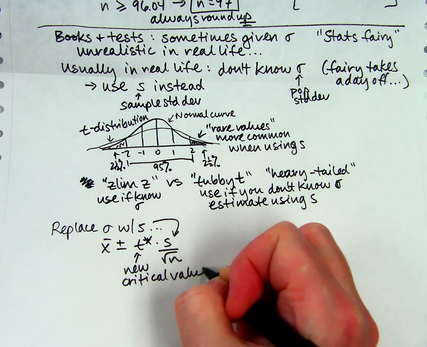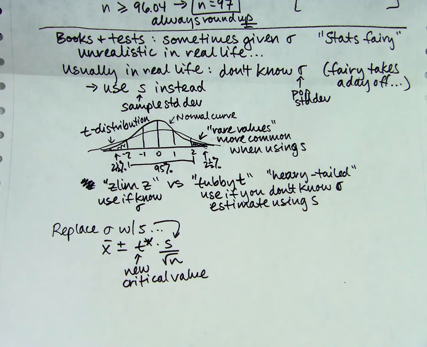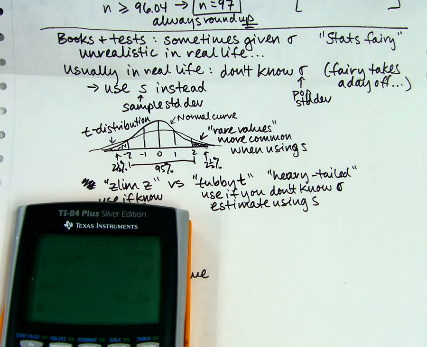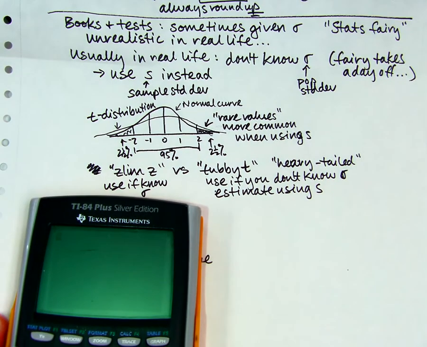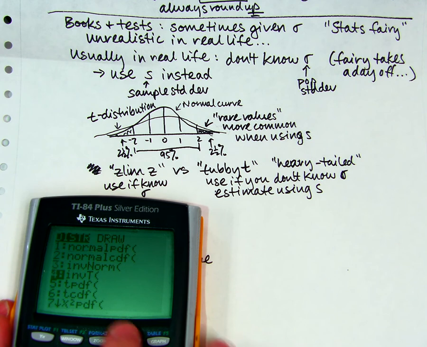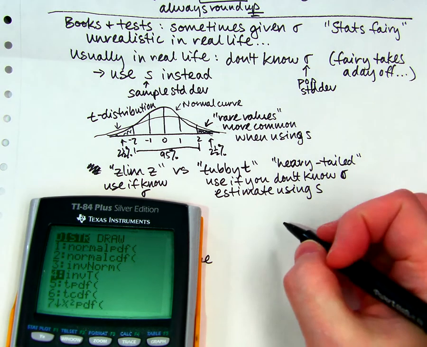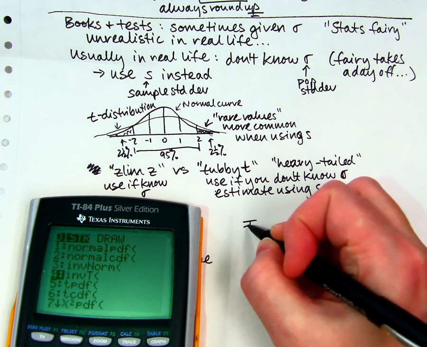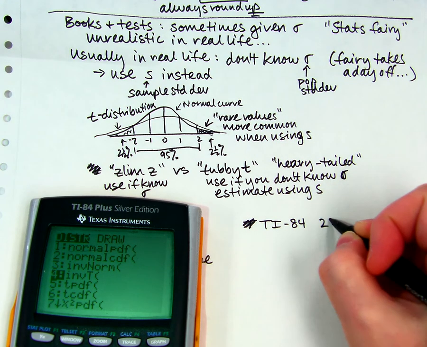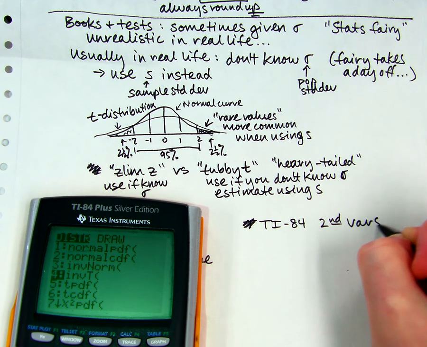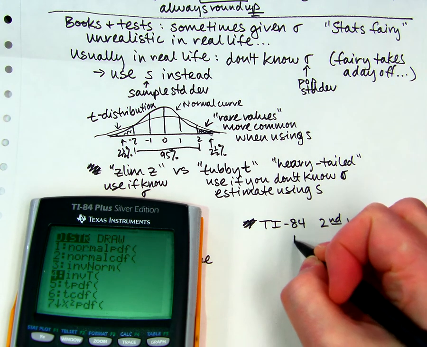Now, if you have a graphing calculator, if you have a TI-84, you are in luck because inverse T is one of the things on this calculator. I'm going to show you that, but if you have an 83 or any other type of calculator, you might not have this. So second vars, go down, and right after inverse norm is inverse T.